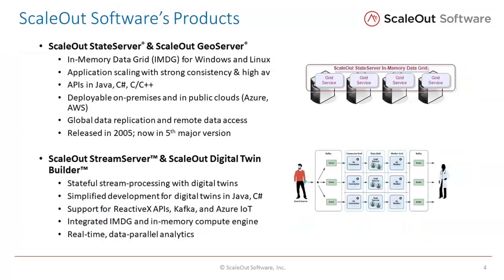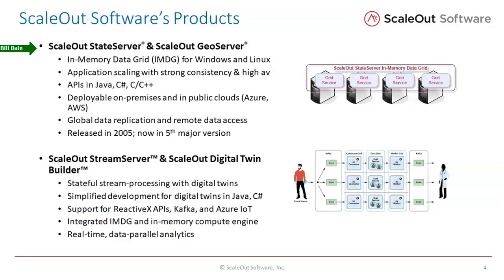And now we'll talk just one more slide about our products and then talk strictly about technology moving forward after that. So we have two classes of products. First of all, our products for in-memory data storage, and that's our ScaleOut State Server product with its companion ScaleOut GeoServer. And this product is primarily targeted at storing live, fast-changing data within in-memory data grids that span a cluster of servers.